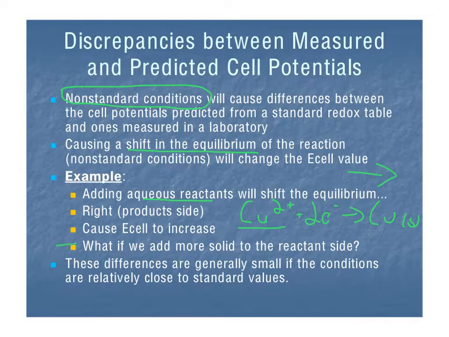However, what if we're to add more copper solid? Now remember, copper solid, being a solid compound, does not have a concentration, and therefore if we're to add more solid copper into a reaction, we would not shift the equation back towards the reactants. Now usually these shifts in cell potential are generally small if the differences are relatively close to the standard values. In Chemistry 30, all measurements are recorded with respect to standard conditions, and you will not be expected to know non-standard conditions.